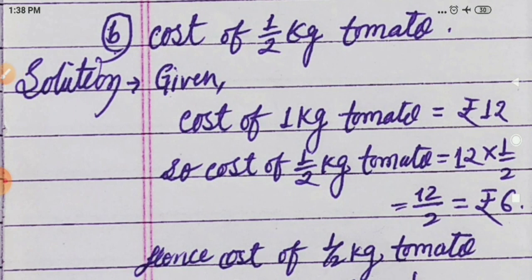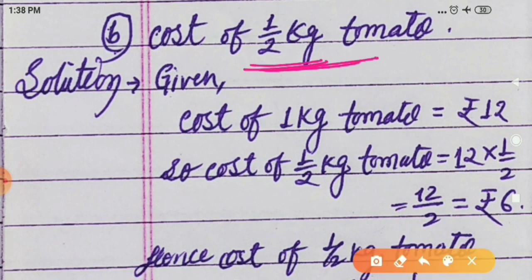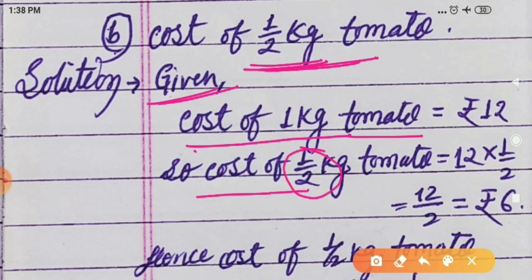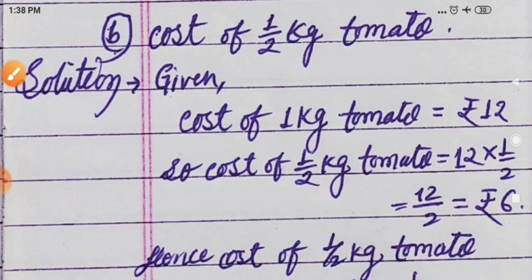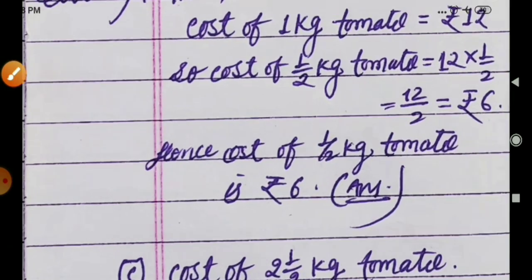Second question is: find the cost of half kilogram tomato. So once again we will use the unitary method. So given, you will write cost of 1 kilogram tomato was 12 rupees and cost of half kilogram, yes, we will multiply. So 12 into 1 upon 2. So it will be 12 upon 2 is equal to 6 rupees. So half kilogram tomatoes cost is 6 rupees. Now come to the next.